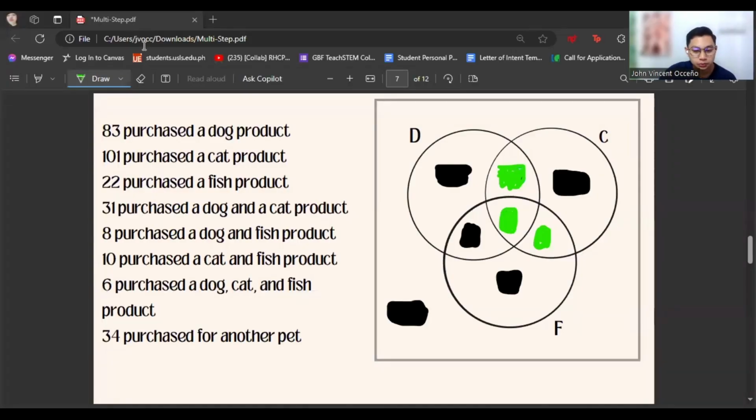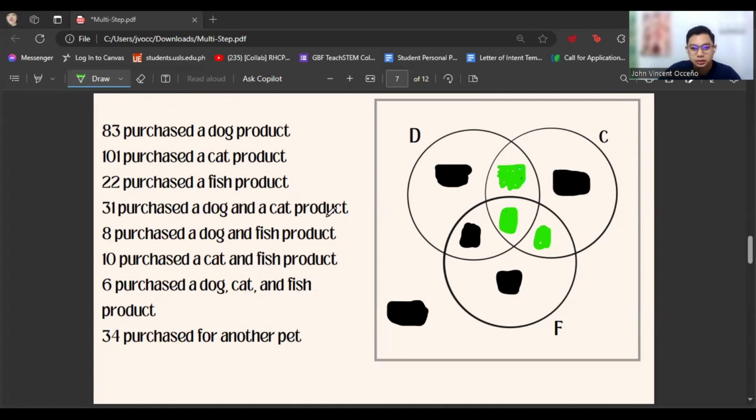Okay, moving on to the word problem solution. So let us look at the given. 83 purchased a dog product, 101 purchased a cat product, 22 purchased a fish product, 31 purchased both dog and cat, 8 purchased dog and fish, 10 purchased cat and fish, and 6 purchased all 3 of them, and 34 purchased for another pet, not a cat, not a dog, or a fish product.